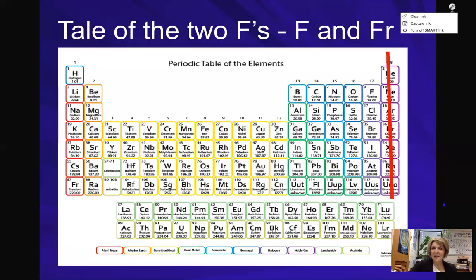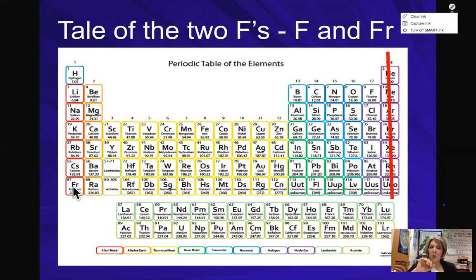The trend is that as you go across a row, it gets smaller. And as you go down a column, the atoms get greater in size. And as you go across, they get smaller. But I'm going to tell you a little story about the two Fs. So we have fluorine and francium.